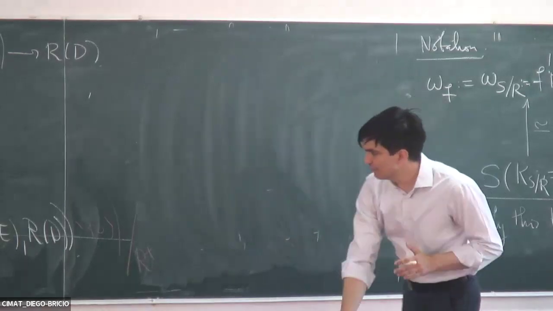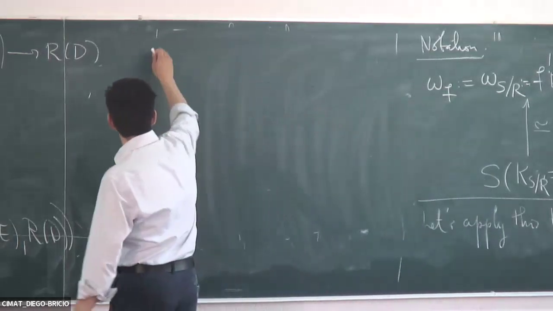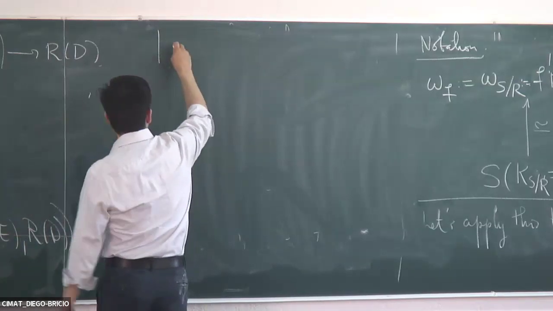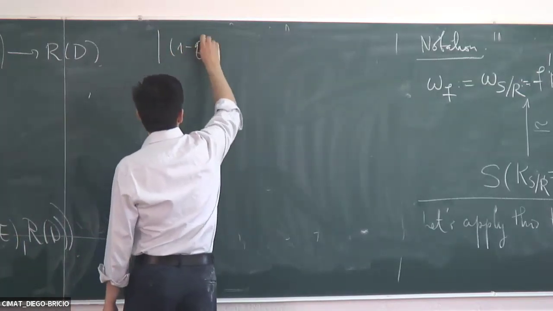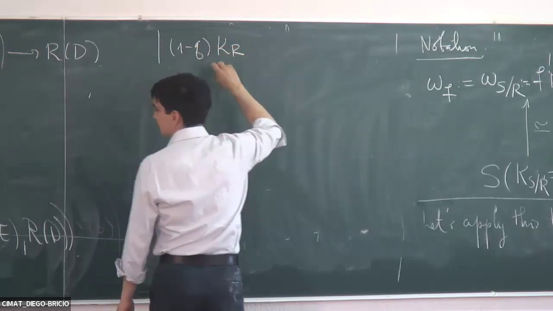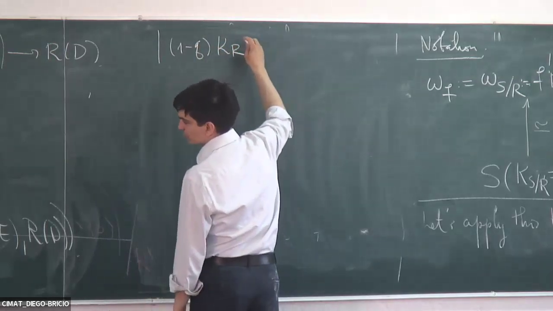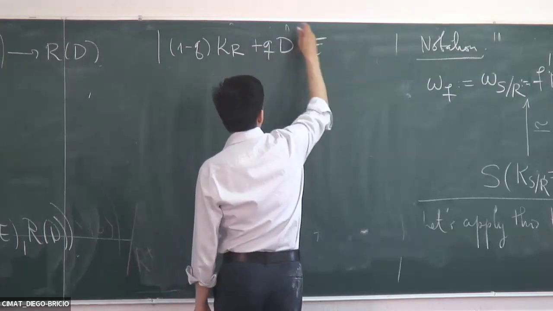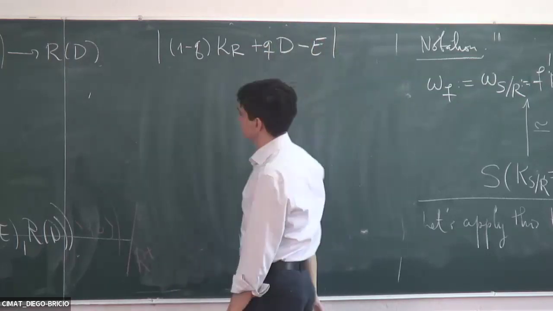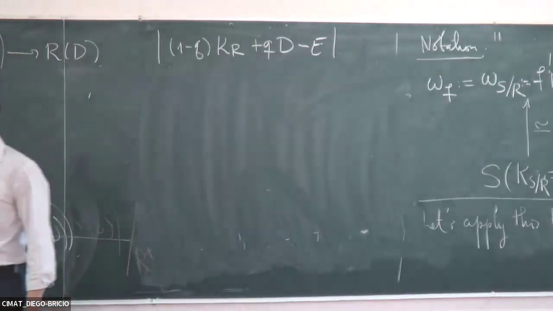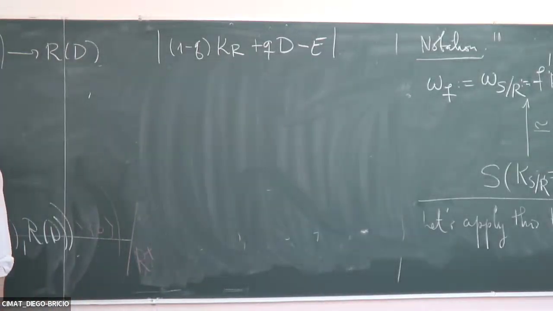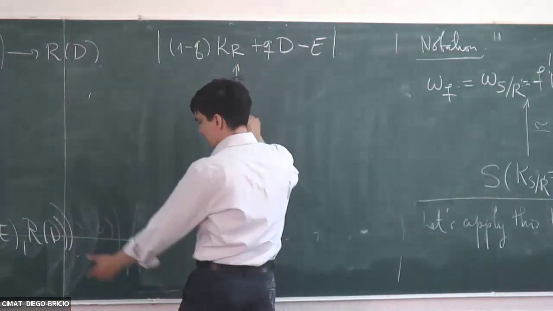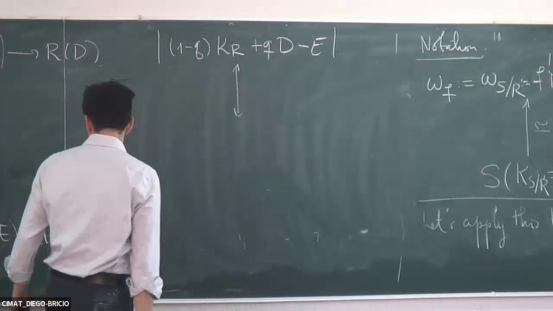So on the left-hand side, we are going to have the linear system. The linear system 1 minus q kr plus qb minus e. That's this linear system. Okay? And on the other hand, well, we're going to have what we have.